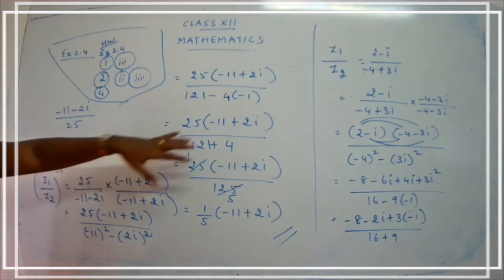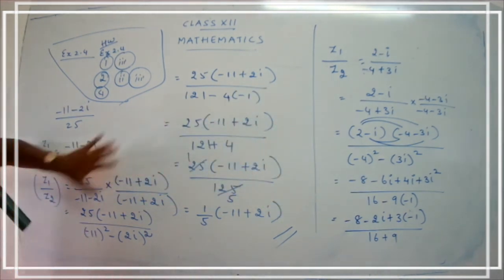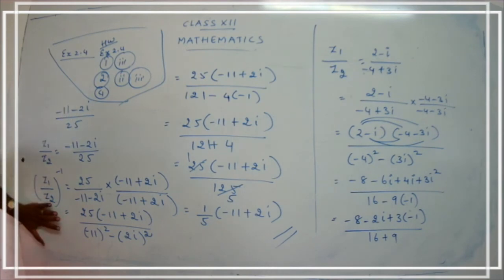It's a normal calculation. First we have found z1 upon z2. Finding the inverse, inverse means take the reciprocal. So I am just taking the reciprocal. I have told you, do not keep the imaginary part in the denominator. So take the conjugate, simplify it, and you will get the answer. Is it clear, children? Okay, so we'll be continuing with the next question in the next class.